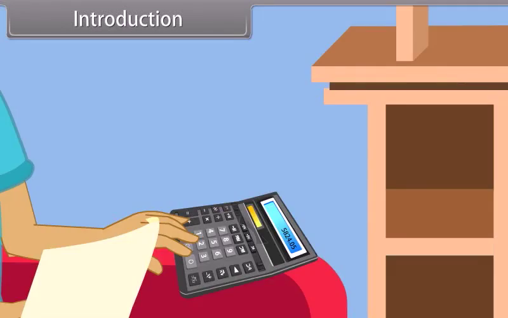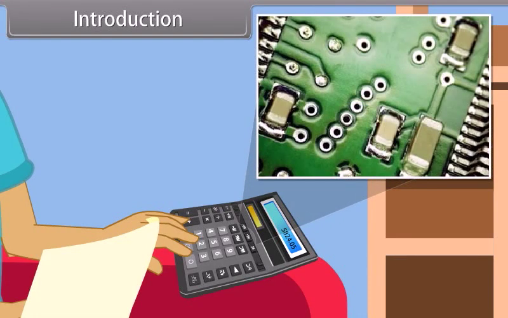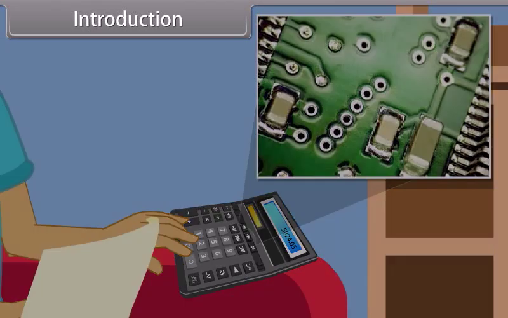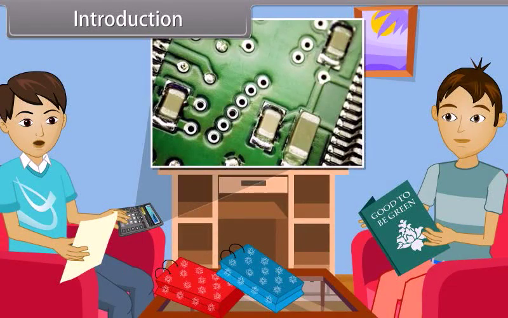A calculator works on the combination of diodes. A diode is a semiconductor device and it can be used for on and off purposes. When the diodes are arranged in a particular manner, they give a specific logical result.